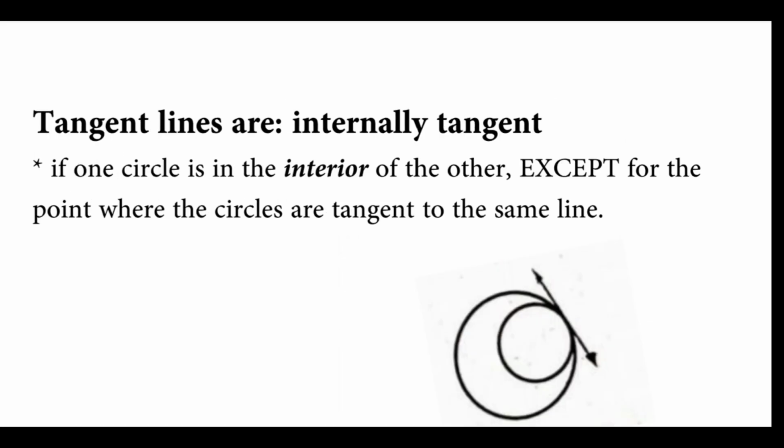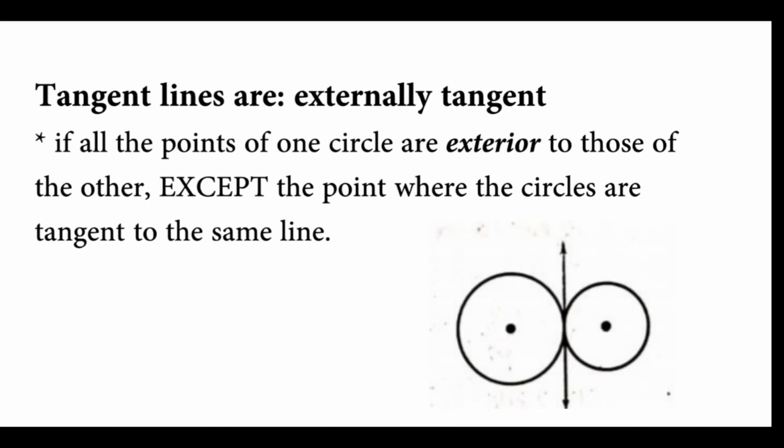Next, circles are internally tangent if one circle is in the interior of the other, except for the point where the circles are tangent to the line. We can see here in the figure two circles, and the smaller circle is inside the bigger circle. Next, circles are externally tangent if all the points of one circle are exterior to those of the other, except the point where the circles are tangent to the same line.